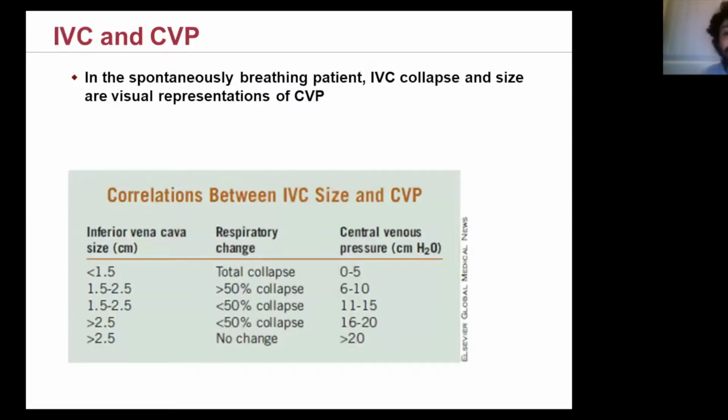In a spontaneously breathing patient, the IVC has been proposed as a visual representation of the central venous pressure. And if you look at the American College of Emergency Physicians, this is actually still on their website, where if you look at the size of the IVC and how much it changes with the respiratory cycle, you can make an estimate of the central venous pressure.